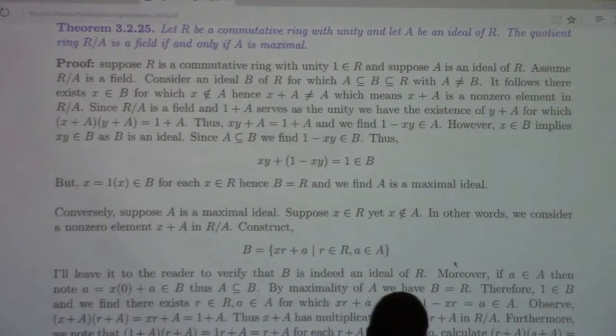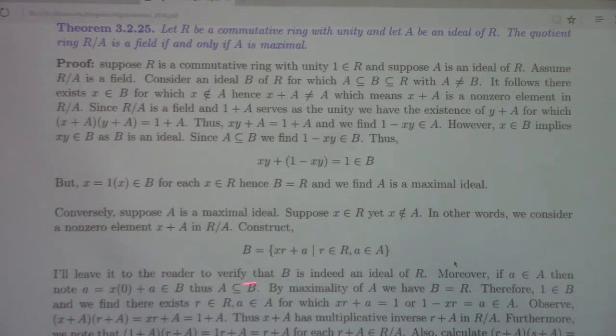So what do I have to do? I'm already assuming it's a commutative ring with unity. So what I got to do, mostly, is to show that there's a multiplicative inverse to this element. All right, so towards that goal, we construct B equals xR plus A. I leave it to the reader to verify that B is an ideal of R. That's not a hard thing to show, but you can show that B is an ideal.